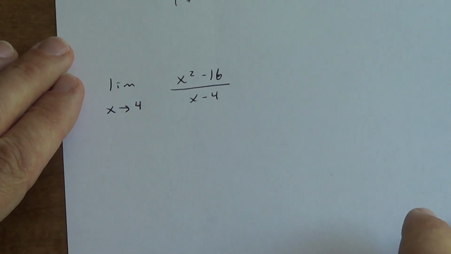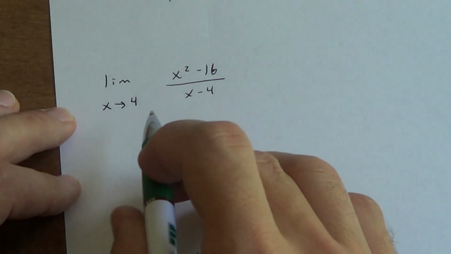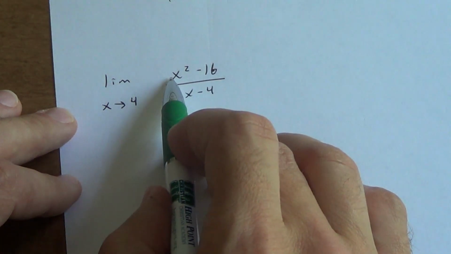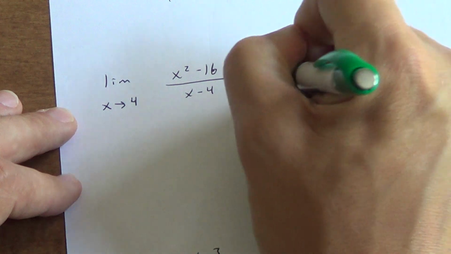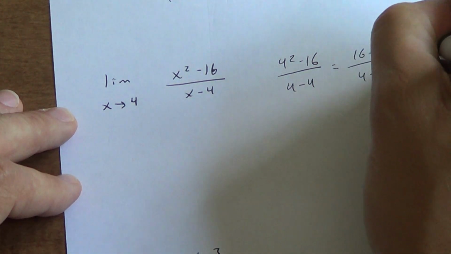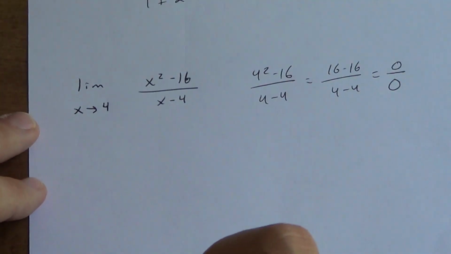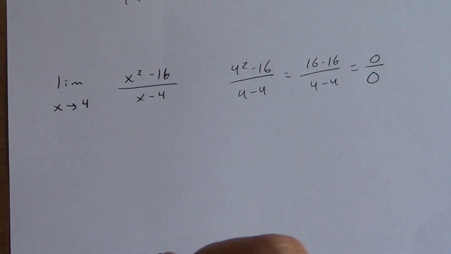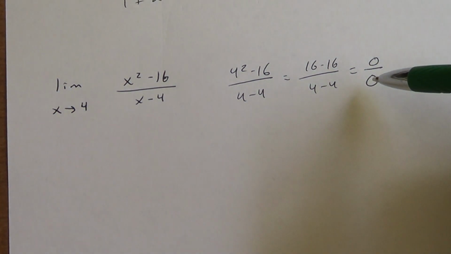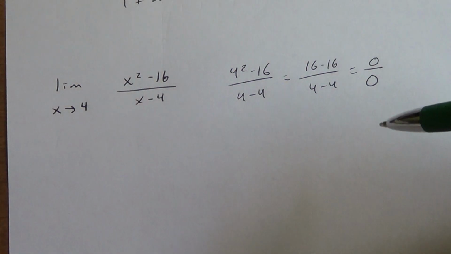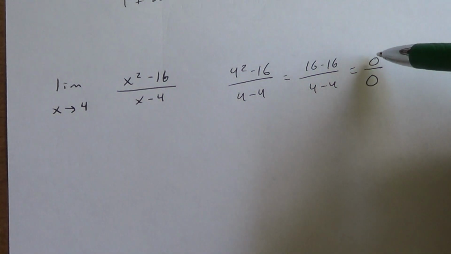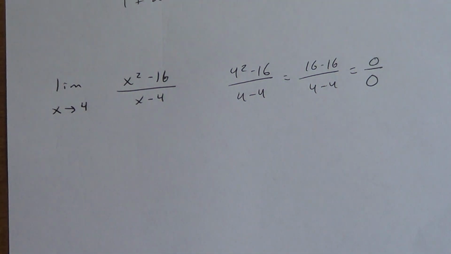So let's look at what happens when we try to plug 4 in here. We take x equals 4 and substitute it in, and see what happens. We get 4 squared minus 16 over 4 minus 4. 16 minus 16, 4 minus 4, we get 0 divided by 0. And that's a very, very common thing in calculus, 0 divided by 0. 0 divided by anything is 0, but anything divided by 0 is undefined. It's basically either infinity or negative infinity. So the question is, what in the world does 0 divided by 0 equal?